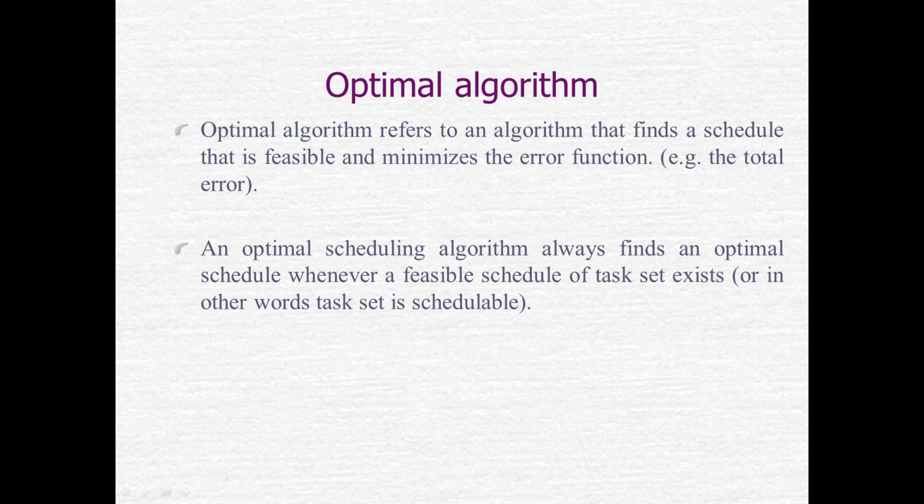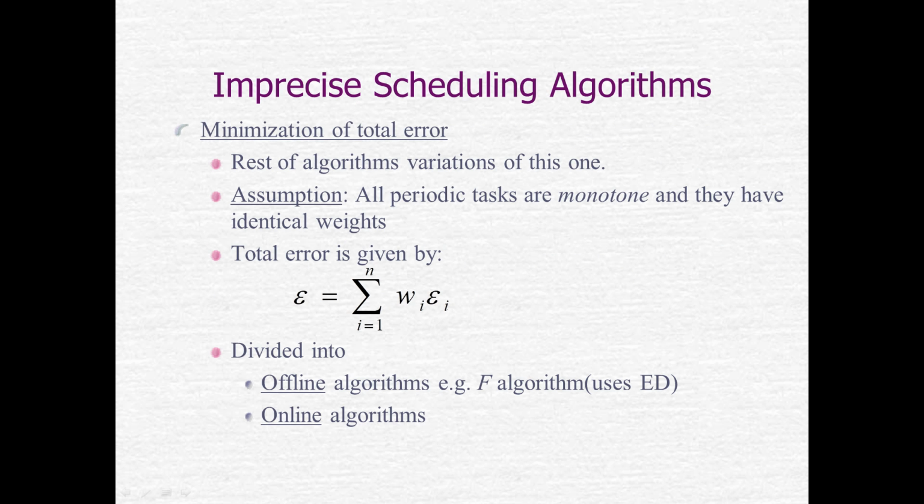An optimal algorithm refers to an algorithm that finds a schedule that is feasible and minimizes the error function. Error function means the total error. An optimal scheduling algorithm always finds an optimal schedule whenever a feasible schedule of the task set exists.